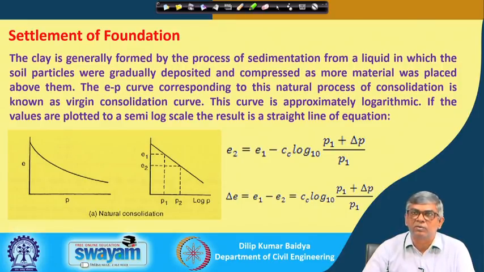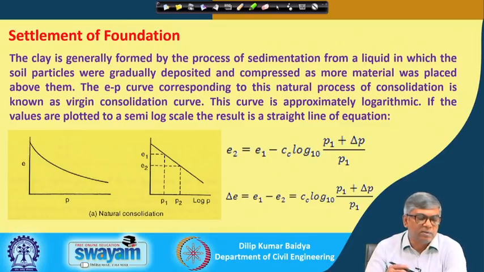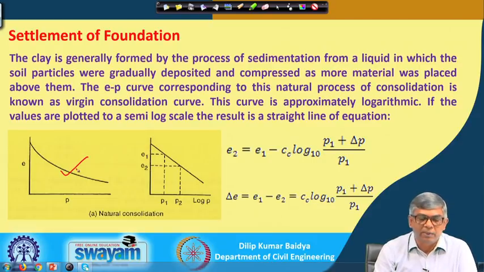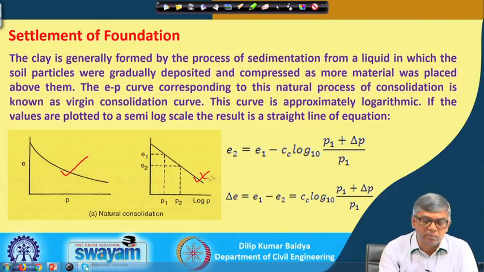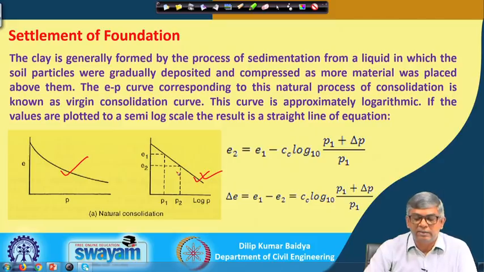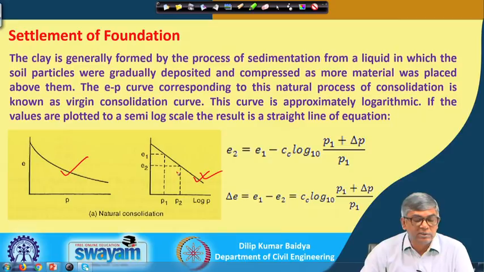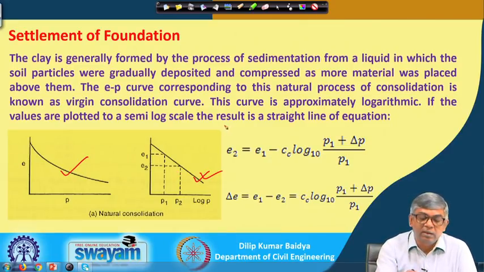That is nothing but natural consolidation. If you plot e versus p, generally you will get a curve like this, as I have mentioned. And if you plot the same thing, e versus pressure, on a semi-log plot, then we will get a straight line, because this curve is approximately logarithmic. When the values are plotted to a semi-log scale, the result is a straight line, and this is generally called virgin consolidation also.